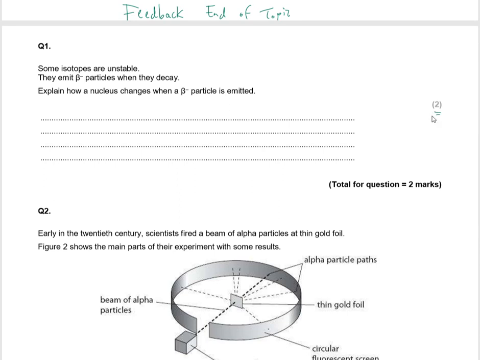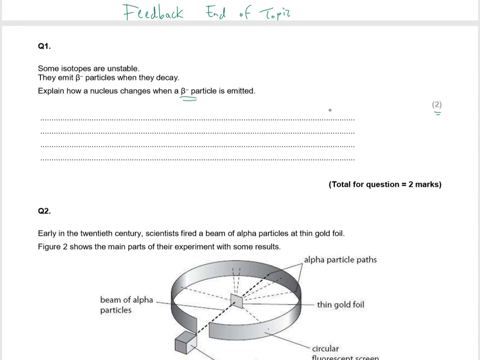Now, any question you got no marks or less marks on, I need to see that you've done your corrections properly. Okay, let's get started. The first one is about beta particles. We need to understand what a beta particle is, and how a nucleus changes when a beta particle is given off.